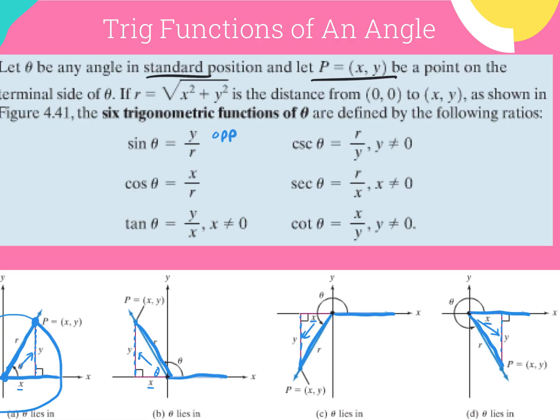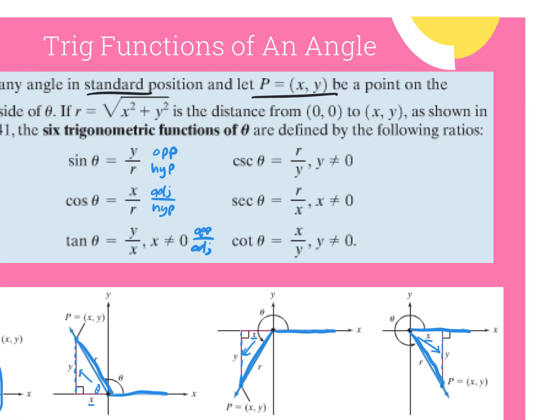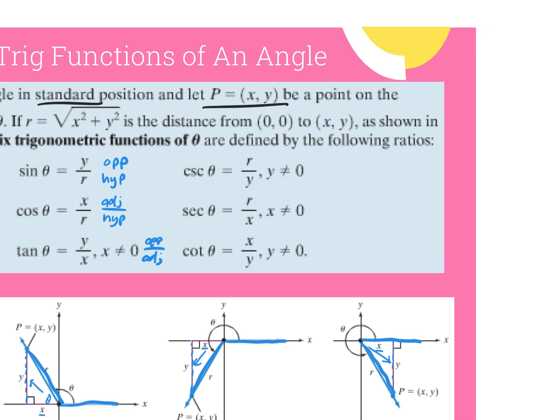You guys know sine as opposite over hypotenuse, right? But in this lesson, we're going to treat it as y over r. For cosine, our adjacent is going to be our x, and our hypotenuse is still going to be r. And then for tangent, our opposite is going to be y, and our adjacent is going to be x. All right, and then you guys have also learned about cosecant, secant, and cotangent, which are the reciprocal of our sine, cosine, and tangent functions, right?